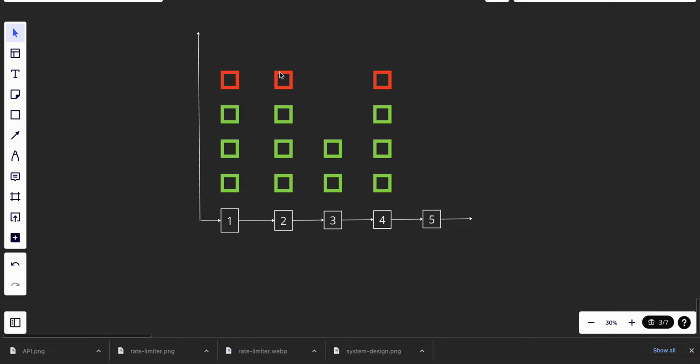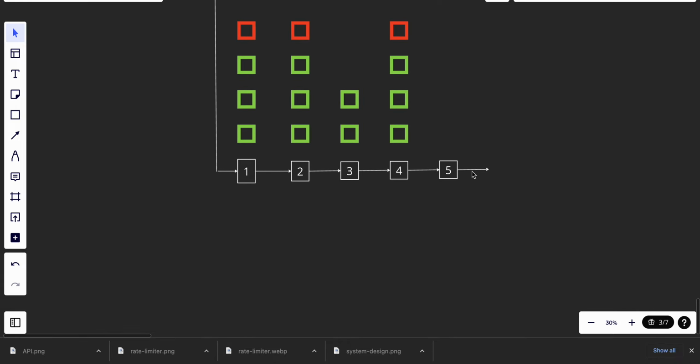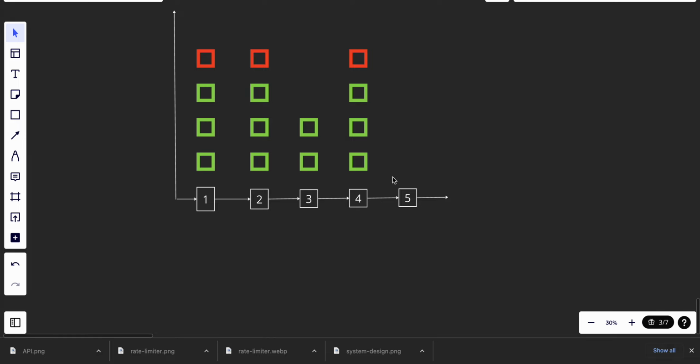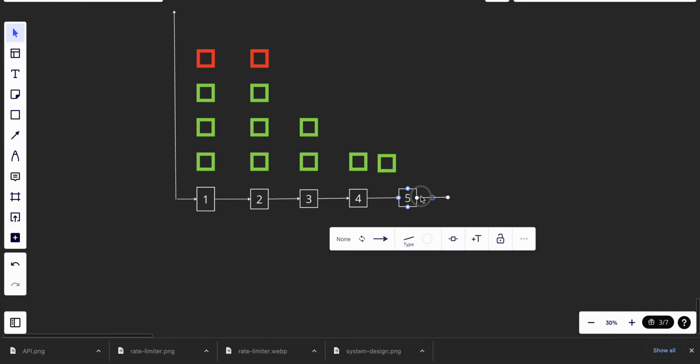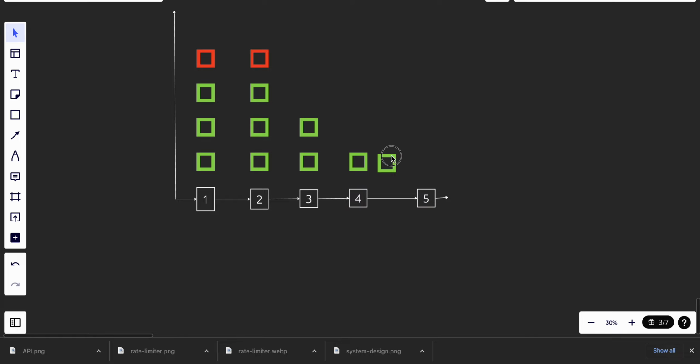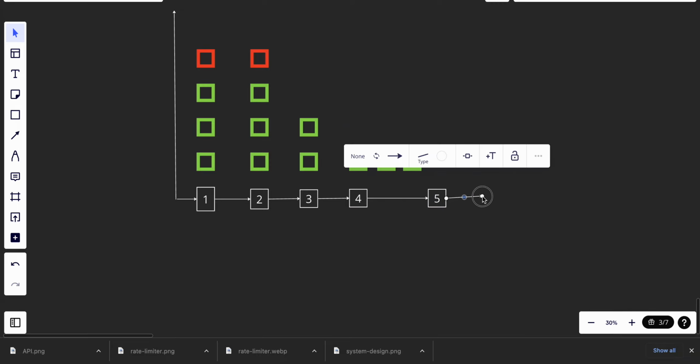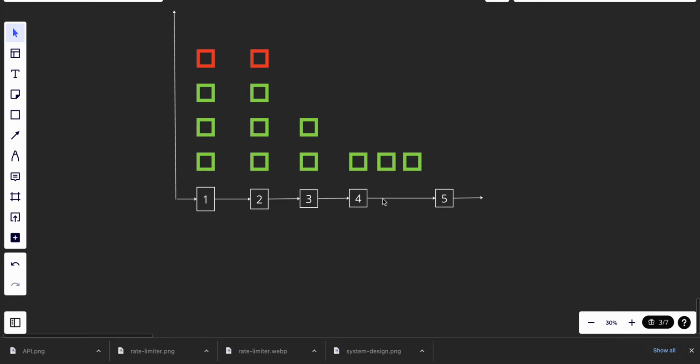However, we reach a big problem with this one. The major problem with this algorithm is the burst of traffic at the edges. For example, let's take this example of node 4 or node 5. In this fourth second we had one request, and between the fourth second and the first second we had another request. And again we got a third request, and maybe we make this one for each second.